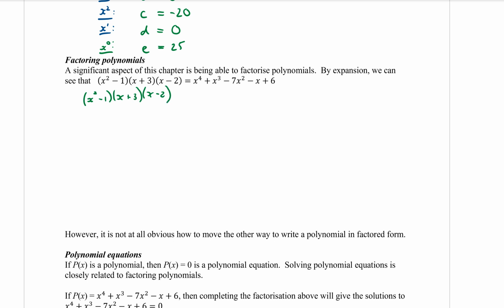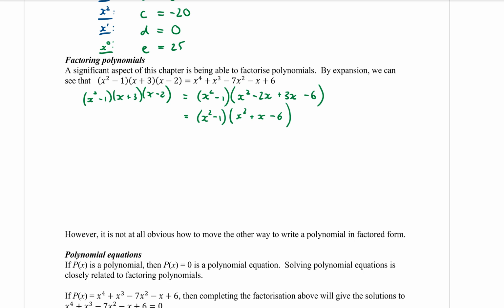And we're going to expand. So I'm going to leave the first bracket, the x squared minus 1, and I'm going to expand the next two brackets. X times x is x squared. X times minus 2 is minus 2x. 3 times x is 3x. And 3 times minus 2 is minus 6. Now, I am going to expand again, but I want to collect up my middle terms there first. So x squared plus x minus 6, just to simplify that.